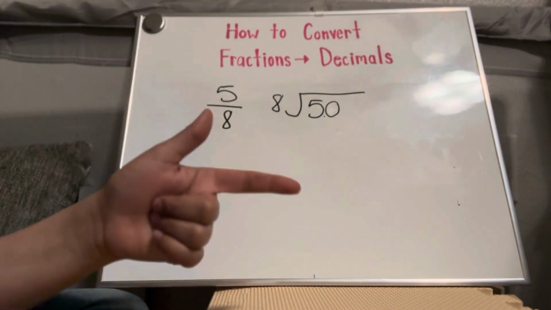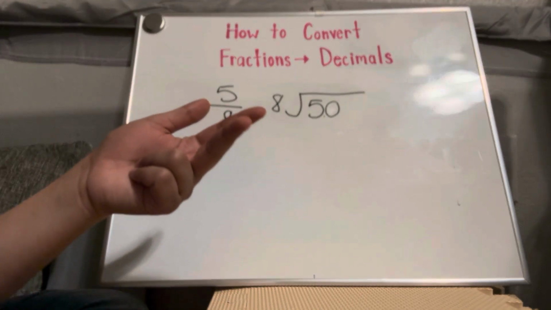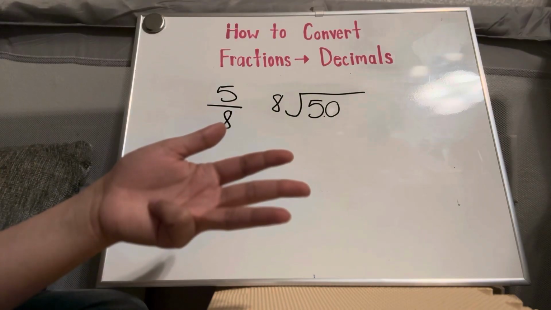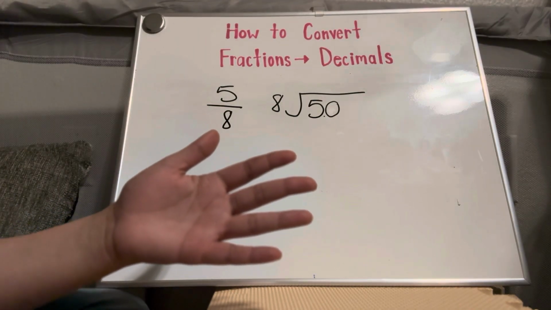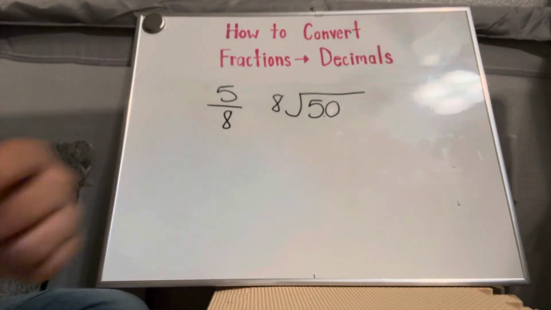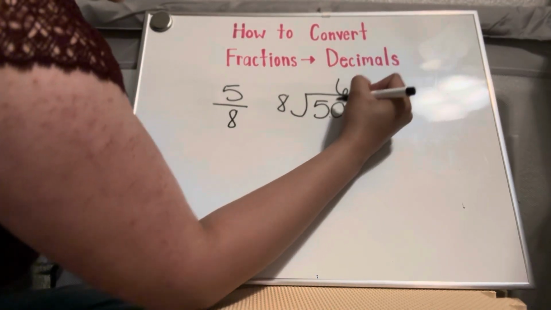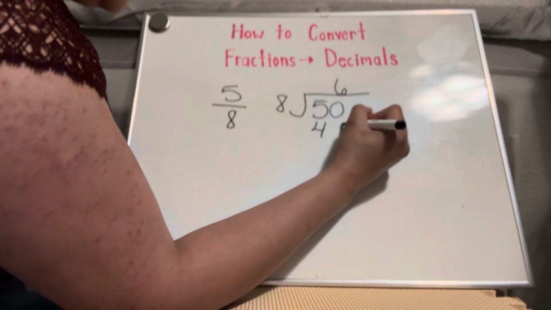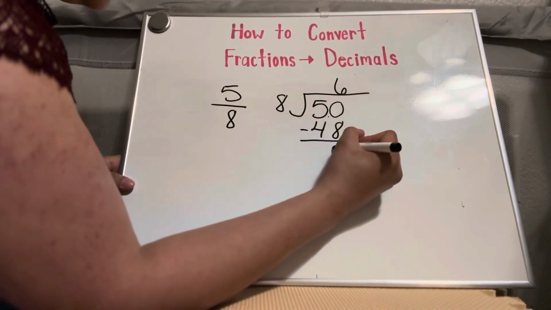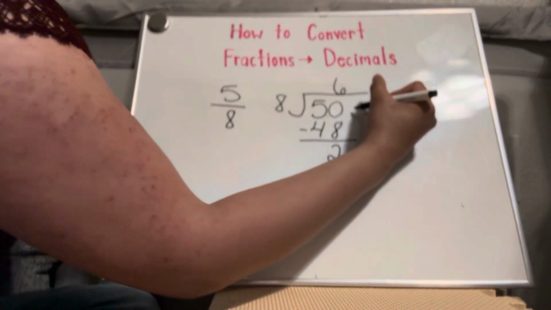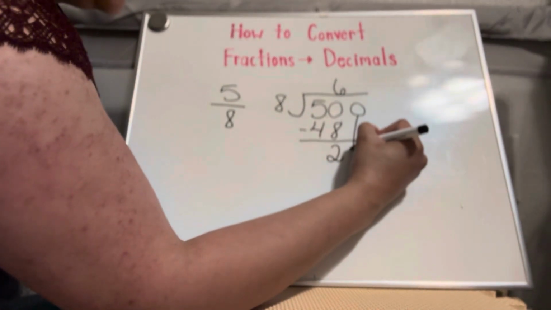8, 16, 24, 32, 40, 48. So 6 times we get 8 into 50. 48 subtracted. We're going to put a 2 down here. Now can 8 go into 2? No. Let's bring down our imaginary 0.